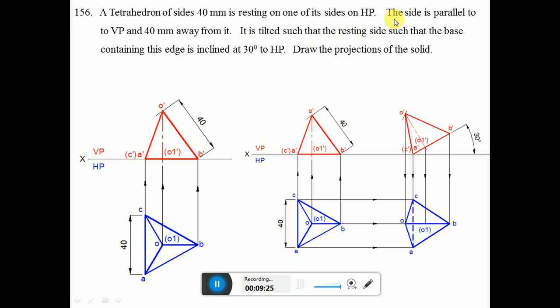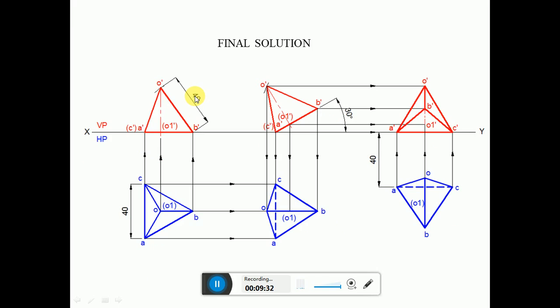The side is parallel to VP and 40 mm away from it. So which is the side which is resting on HP? The side which is resting on HP is A dash C dash. So that is now perpendicular to VP. Since it is perpendicular to VP, now that has to become parallel to VP.